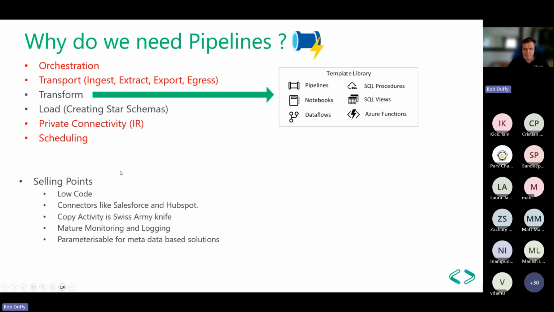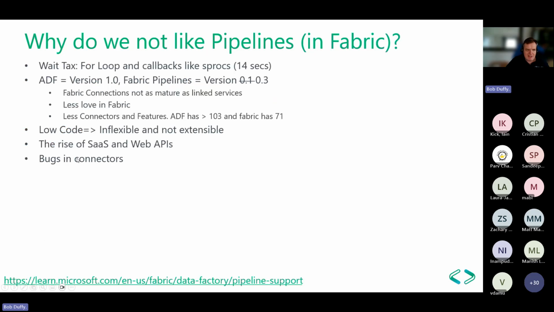So why not build everything in a pipeline, right? Like, why do we hate them, right? There's a sense, and I've got a sense that Sandeep isn't a fan either, right? Why, right? These are the main points that I have: the wait tax, right?